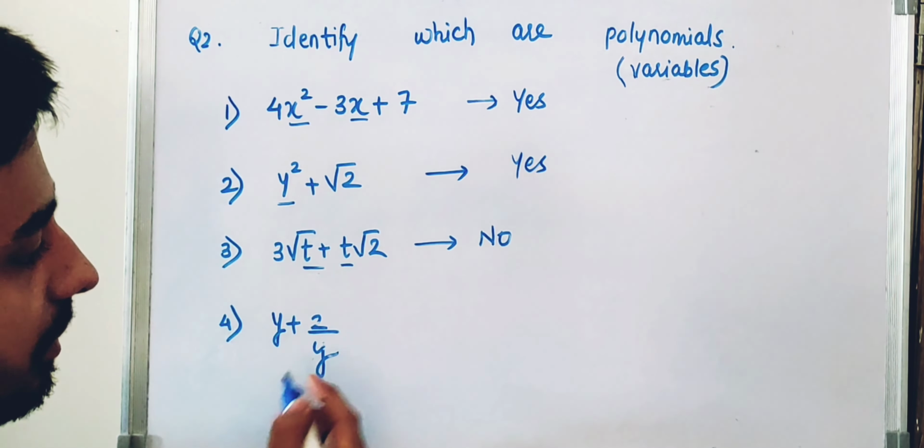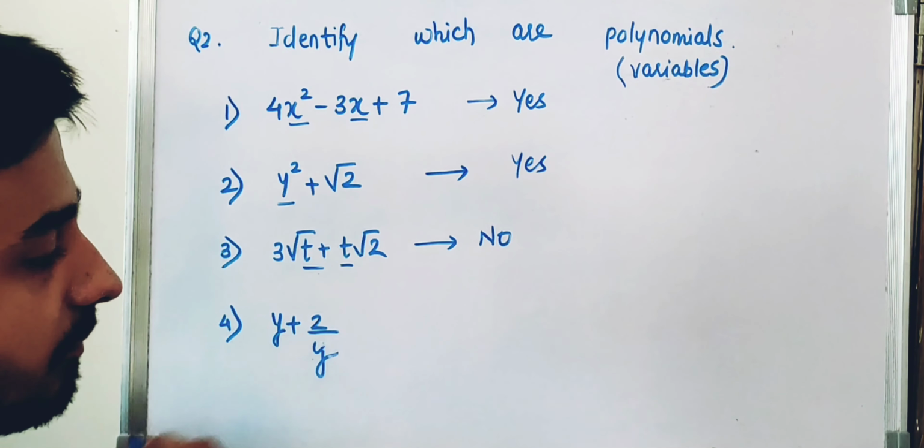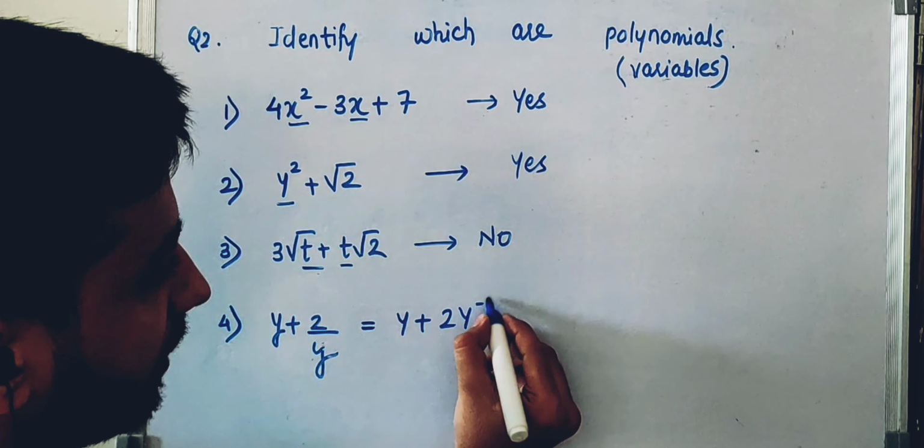Clear? Third one completed. Fourth one: y plus 2 by y. So we can write this as y plus 2 y to the power minus 1.